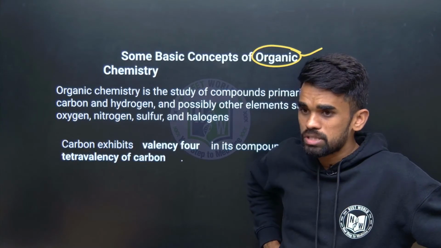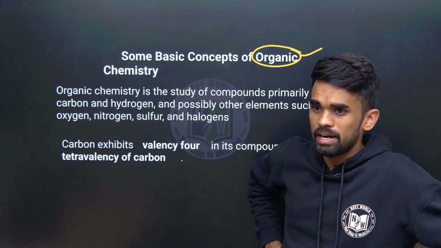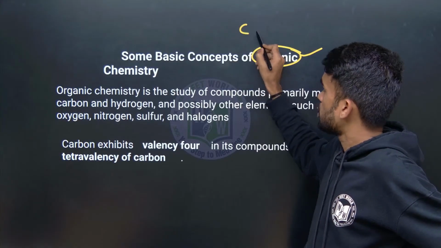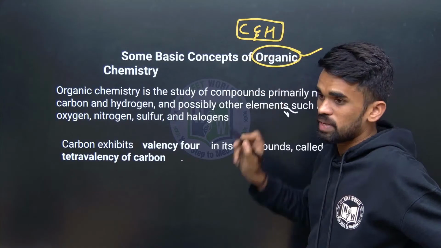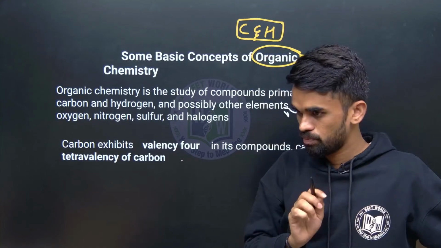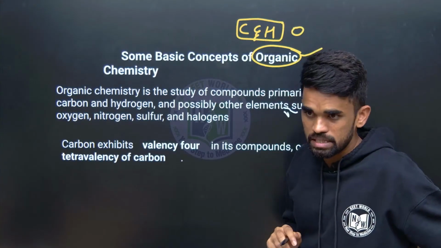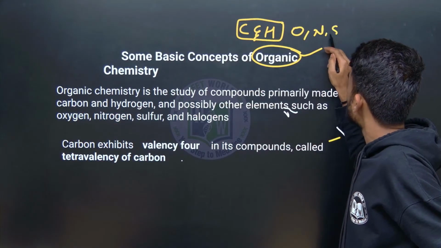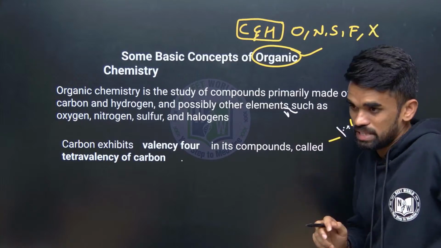Organic compounds contain what? Mostly they have carbon, along with that hydrogen. If only these two atoms are there, we call it a hydrocarbon. Along with this, sometimes we also see oxygen, and sometimes nitrogen, sulfur, and some halogens like fluorine, chlorine. I am representing them with X.